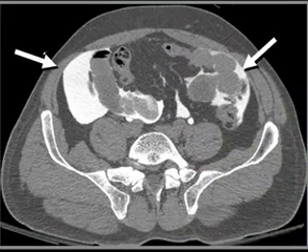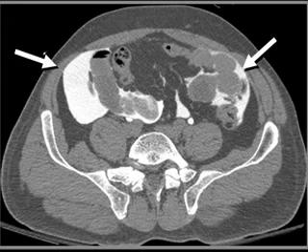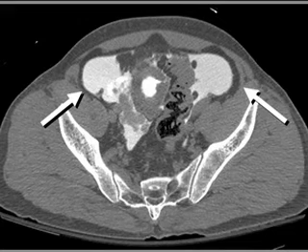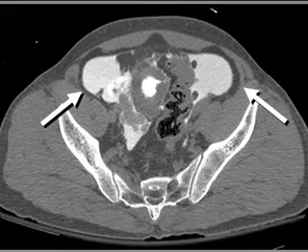The white arrows are pointing to contrast which has left the bladder due to the perforation and is surrounding the loops of bowel. In this second image, you see additional contrast, which is extraluminal to the bladder, surrounding adjacent loops of bowel.